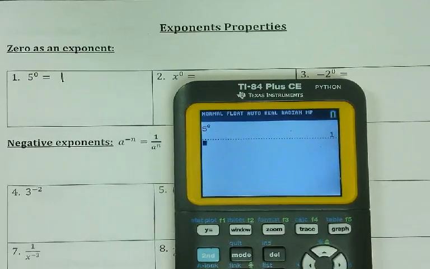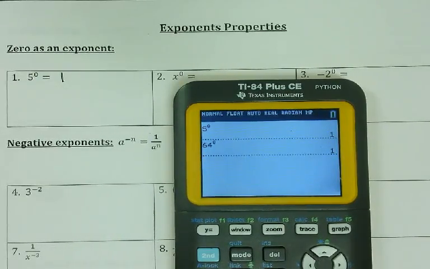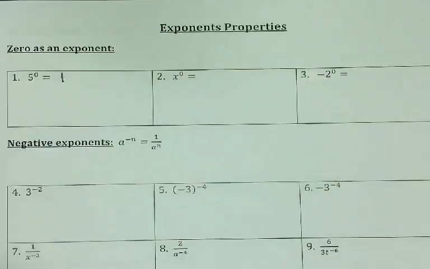Okay. Now I want you to pick any number you want, preferably a positive number. Any number you want, and do it to the 0th power. I'm going to do 64. 64 is my favorite number. So 64 to the 0 power is also equal to 1. Interesting, y'all.